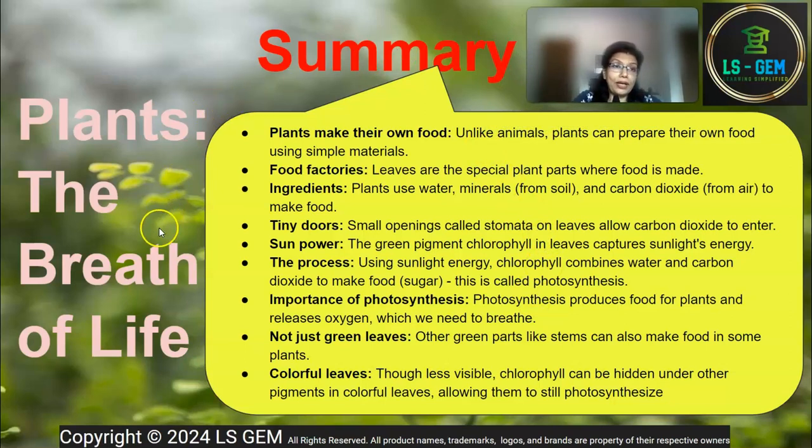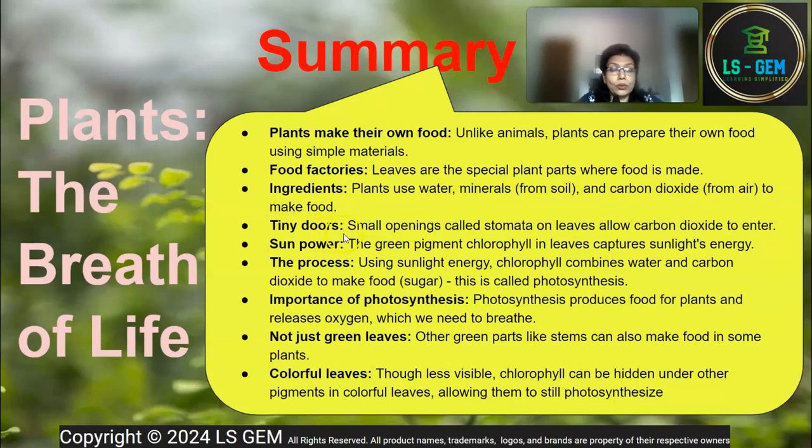Plants, the breath of life, right? So, what is the summary of this chapter? Plants make their own food. Unlike animals, plants can prepare their own food using simple materials. Leaves are the special plant parts where food is made. And ingredients: plants use water, minerals from soil and carbon dioxide from air to make food.